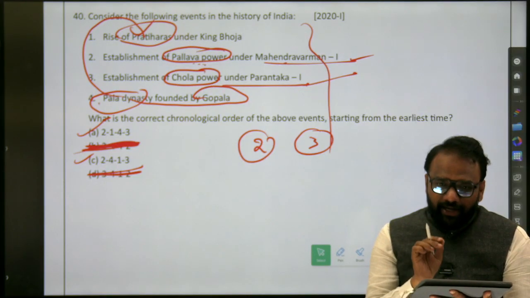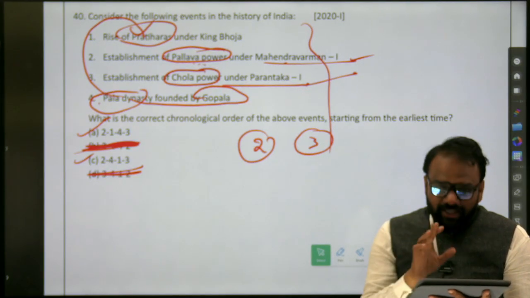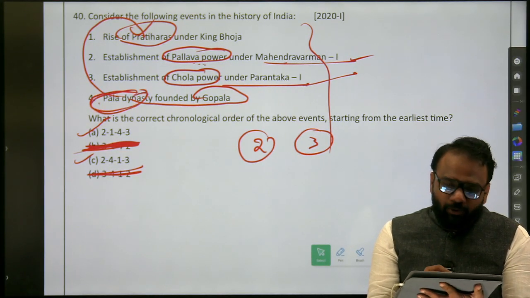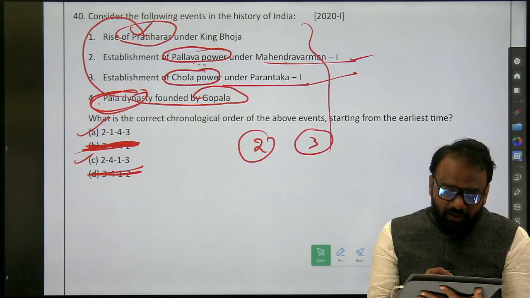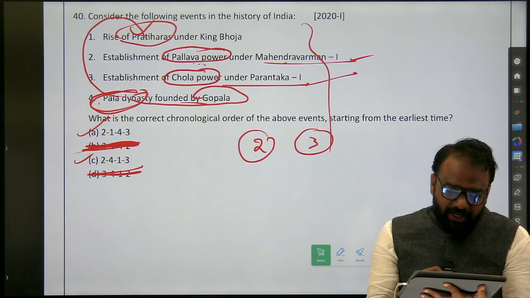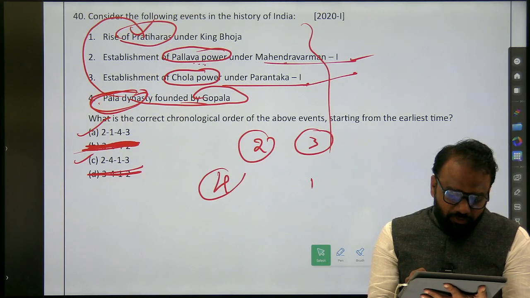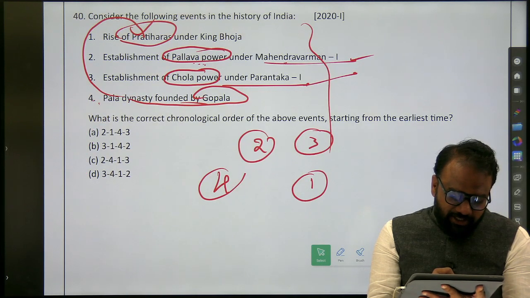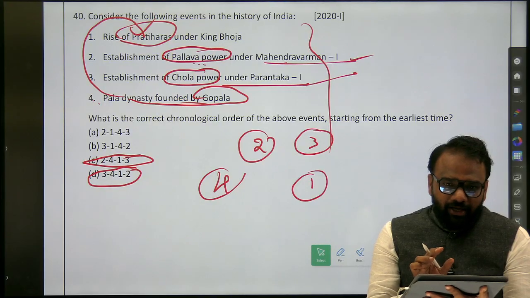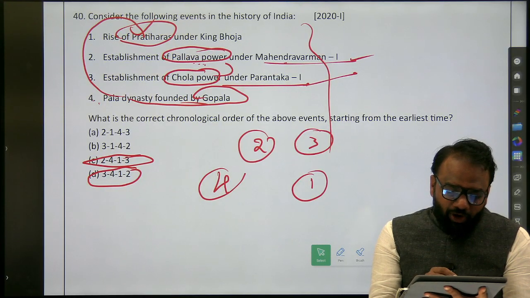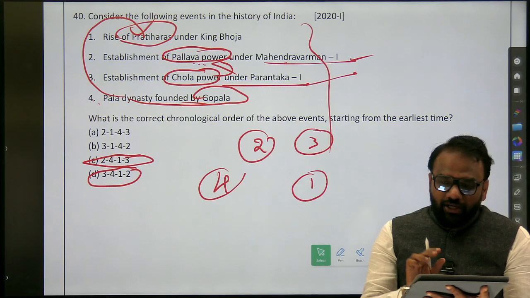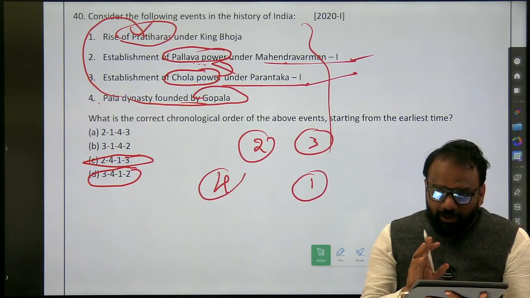When it comes to founder, they mention only the Pala dynasty. So there are different approaches for this question. One is clearly, how did the Pala dynasty come to an end? Through the rise of Pratiharas. It means after 4 should come 1. Either this will be the answer or this will be the answer. And you know that Cholas were subordinates to Pallavas. From this you can conclude that after 2 will come 3. So with these various approaches, you should be able to arrive at the answer.